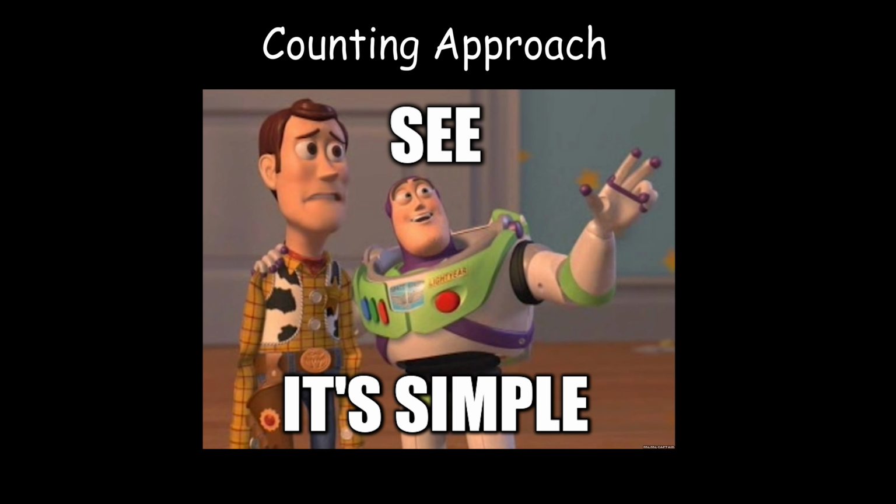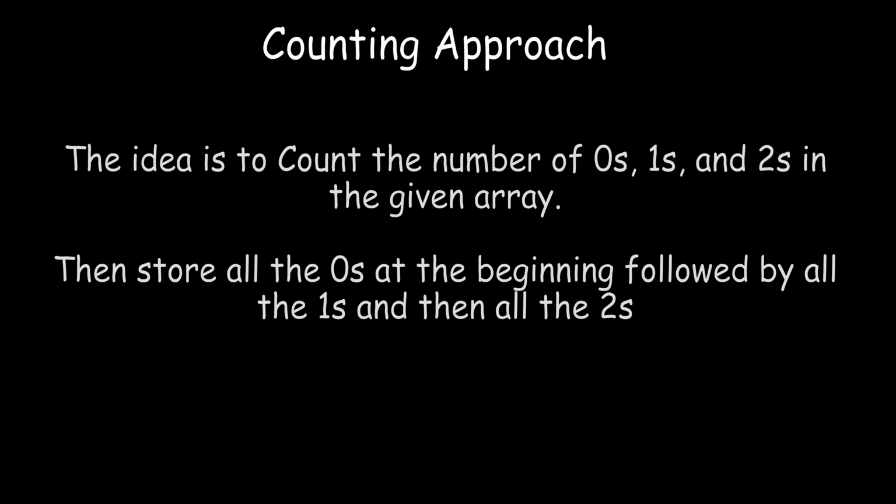The first method is using the counting approach. This approach is simple to understand. Instead of using colors, we will be using 0, 1, and 2. The idea for this approach is to count the number of zeros, ones, and twos in the given array. Then store all the zeros at the beginning, followed by all the ones and then all the twos.